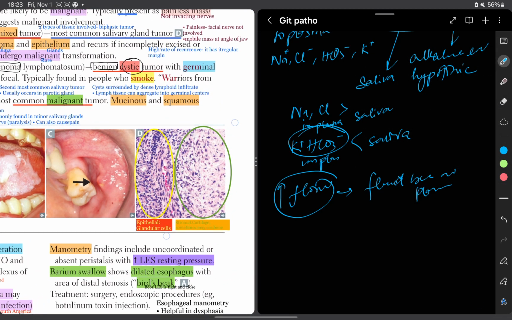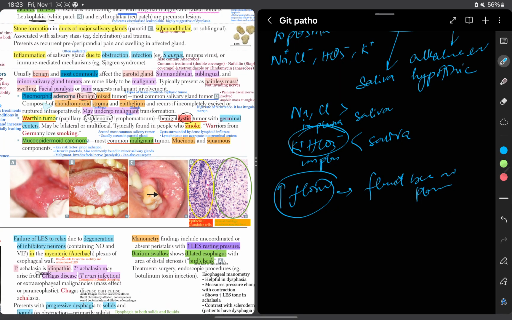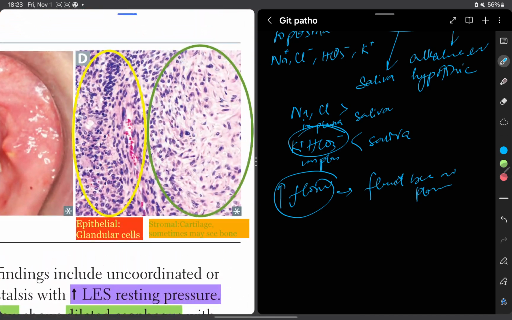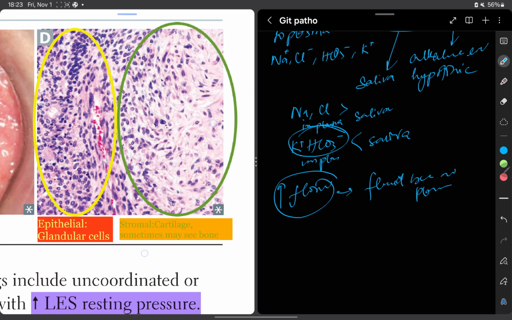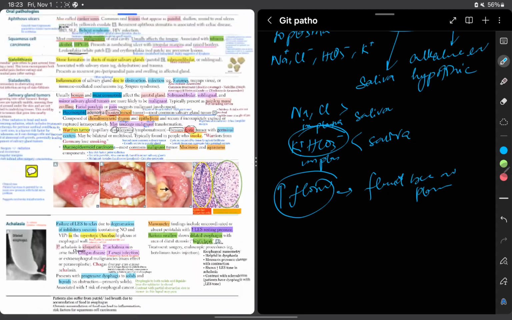I forgot to mention this slide. This is a slide of pleomorphic adenoma, which shows how it is a mixed tumor. This part contains glandular cells, it is epithelial, and this part is the stromal part. These two are mixed. It contains cartilage, and sometimes you may also see bone. So hence it is a mixed tumor.